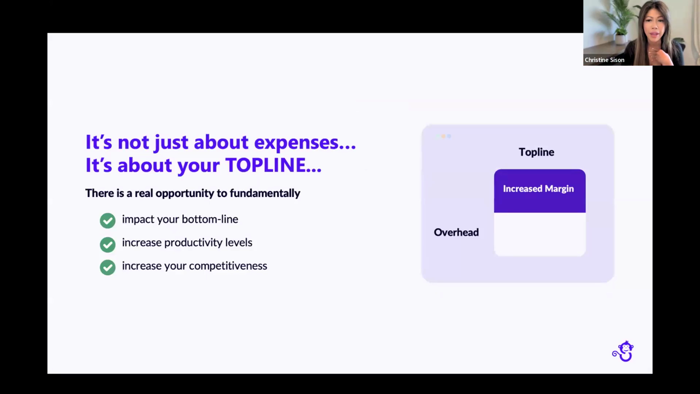Doctors ask, is this going to reduce my expenses?